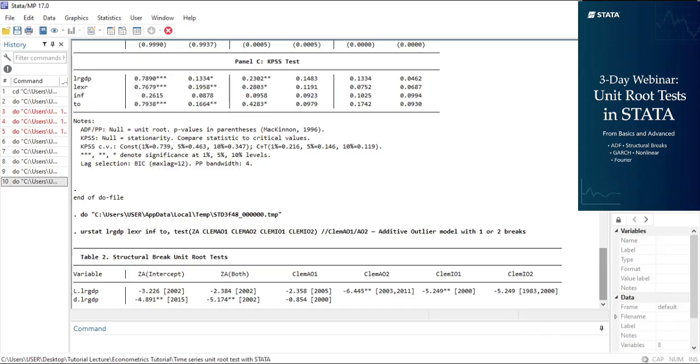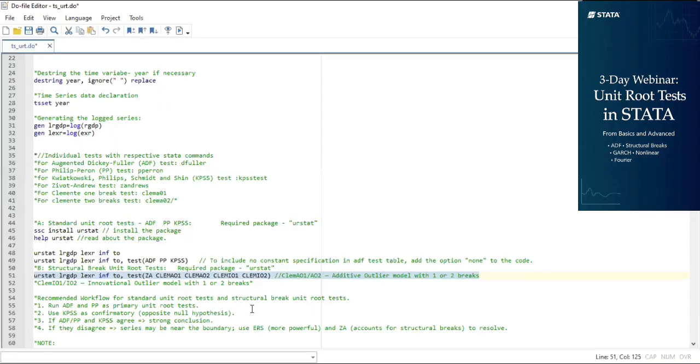While that one is running, we can also read the recommendation here. You are going to find this recommendation in F5. It says run ADF and PP as the primary unit root tests. Use KPSS as a confirmatory test. If ADF, PP, and KPSS agree, it means you have a strong conclusion of stationarity. But if they disagree, the series may be near the boundary.